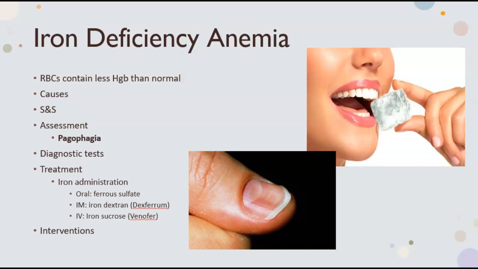Interventions, your medication therapy is going to be important. Make sure to plan for rest periods because these patients can get fatigued. Nutritional needs, they need to increase their iron intake. So, dark green vegetables, eggs, liver, shellfish, iron-enriched breads and cereals, those all have iron in them. And again, educate them on that stool color change.